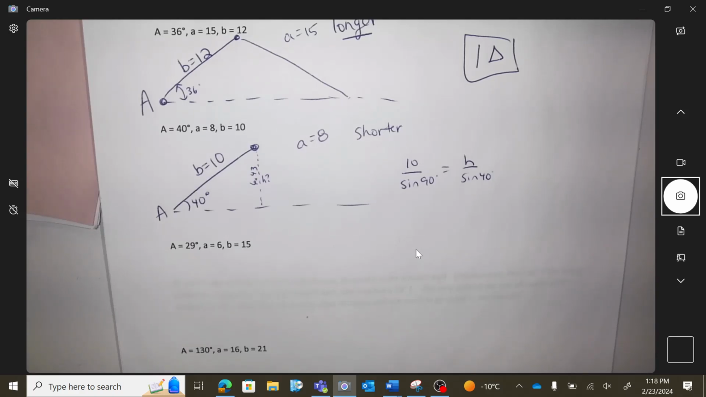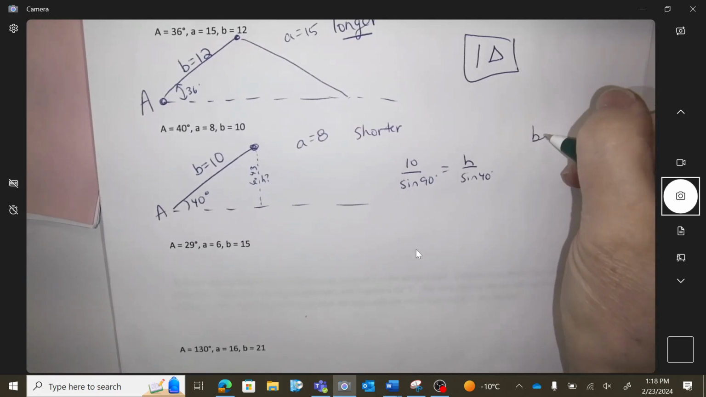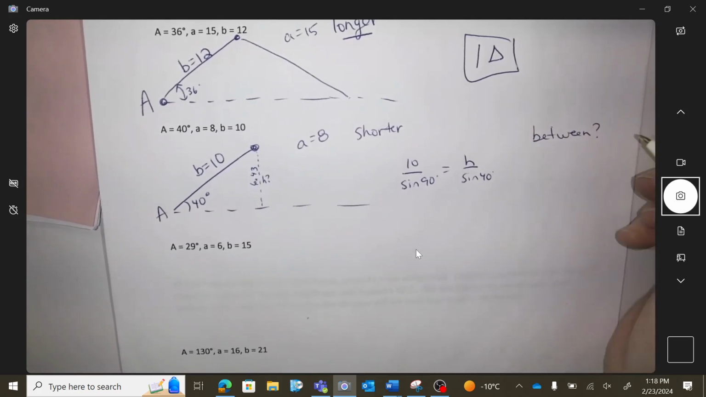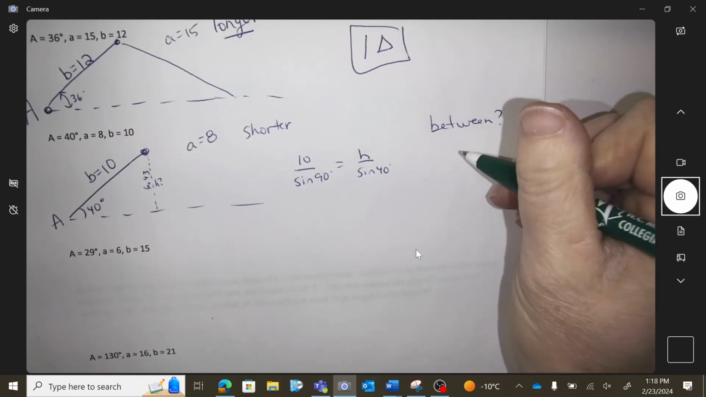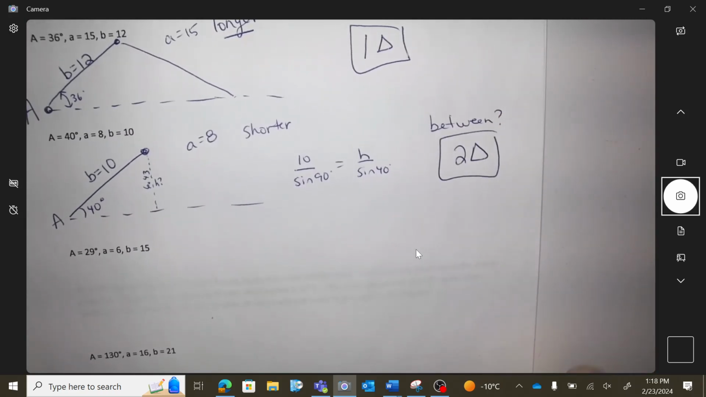6.43 was my number. So how does 8 fit into that? So we said it was shorter than 10, but now it's longer than that one. So can we say it's between? So what happens if you're between? What happens if you're between? There's going to be 2 triangles.